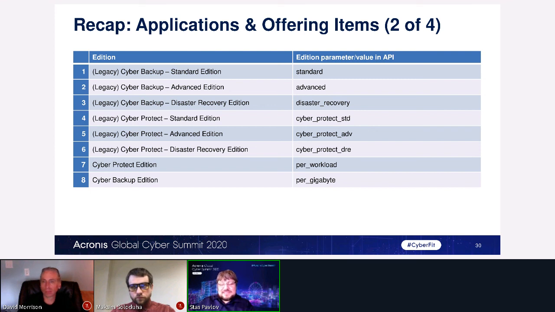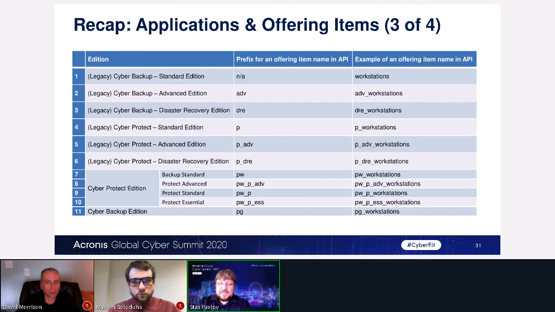And all of these editions are represented by the name of the edition in the API. It is how you can request specific services and specific protection for a specific edition. The newest one is the Cyber Protection edition, the Cyber Backup edition. And we just move forward and look deeply into how to work with this.